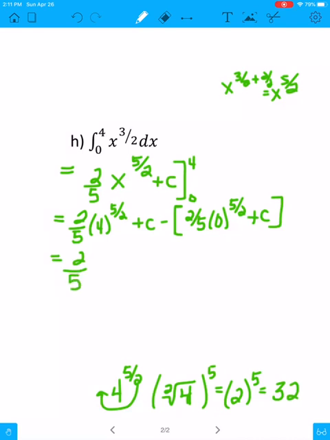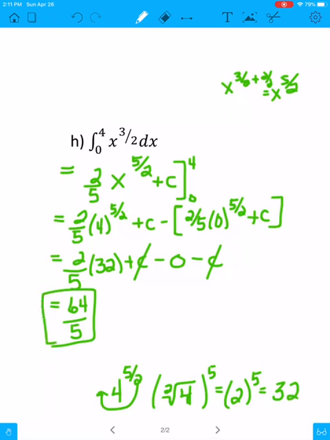So we have 2/5 times 32 plus c minus 0 minus c, because we have to distribute that minus sign through. The c's cancel, and I'm left with 64 over 5. And that is actually the answer, 64 over 5.